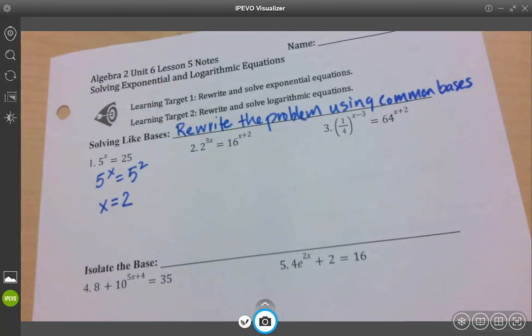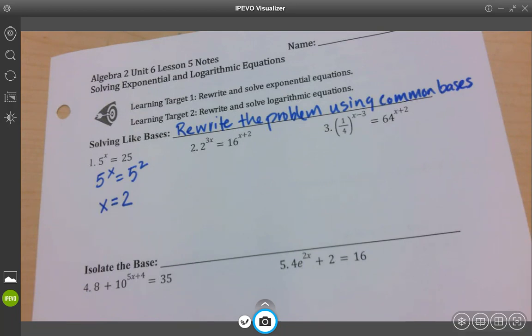All right. That one's a little bit straightforward. You probably knew the answer before we wrote anything down. You said 5 to some exponent is 25, and you knew it was 2. But you can use this idea to do things that are a little bit more complicated. So let's look at number 2.